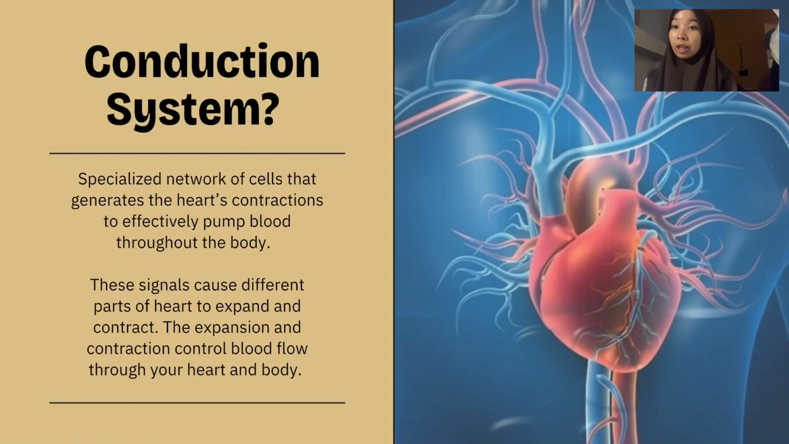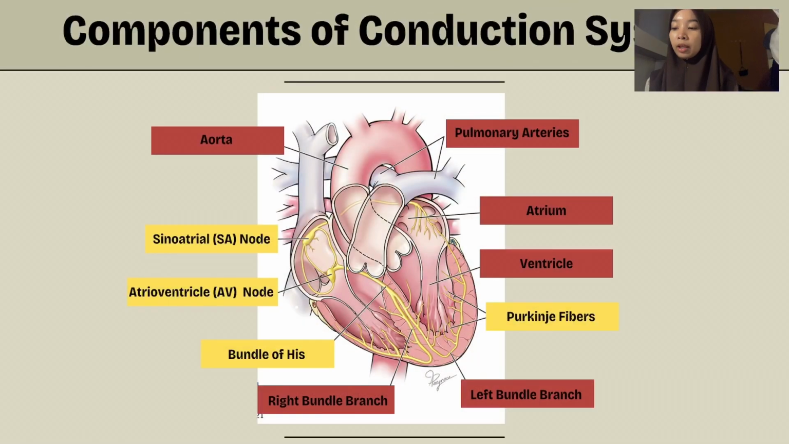So, what is conduction system? Conduction system is a specialized network of cells that generates the heart's contractions to effectively pump blood throughout the body. This signal causes different parts of the heart to expand and contract. The expansion and contraction control blood flow through your heart and body.